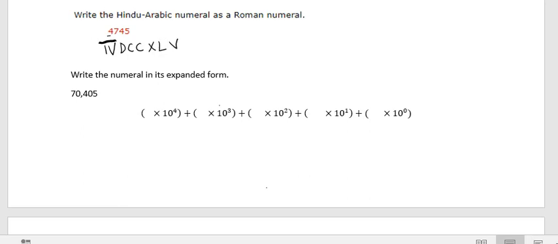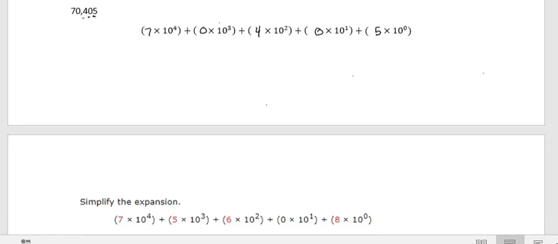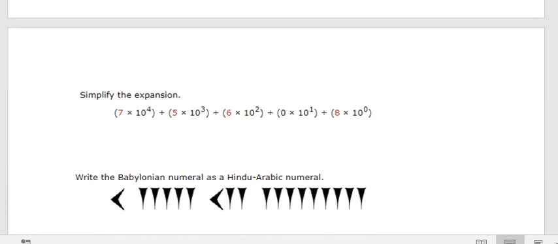Write the numeral in its expanded form. So here the 5 is representing the ones place. So that's going to go on the far right. And then the 0 represents the tens place. And then 4 is representing the 100s place. And then we have a 0 and a 7. So anytime you see 10 to the 0, that just means 1. Simplify the expression. So here 10 to the 0 is the same as 8 times 1. 0 times 10 to the first is 0.